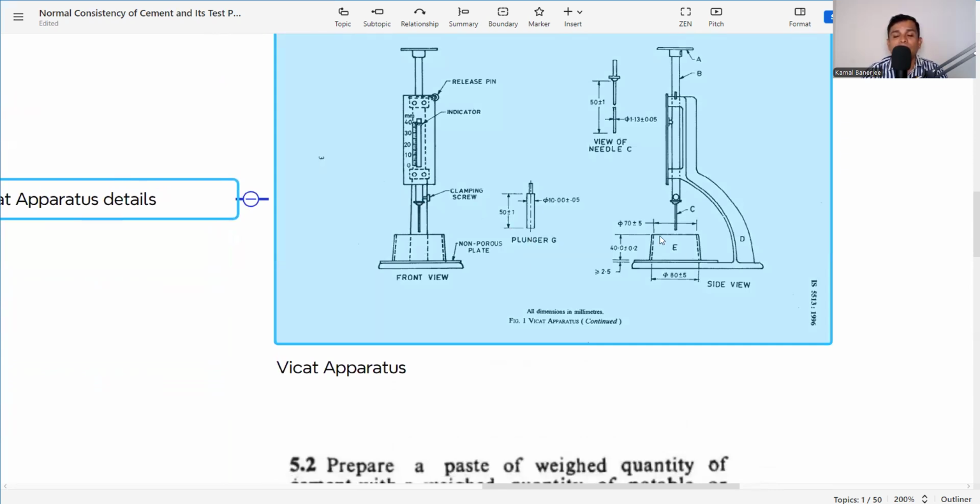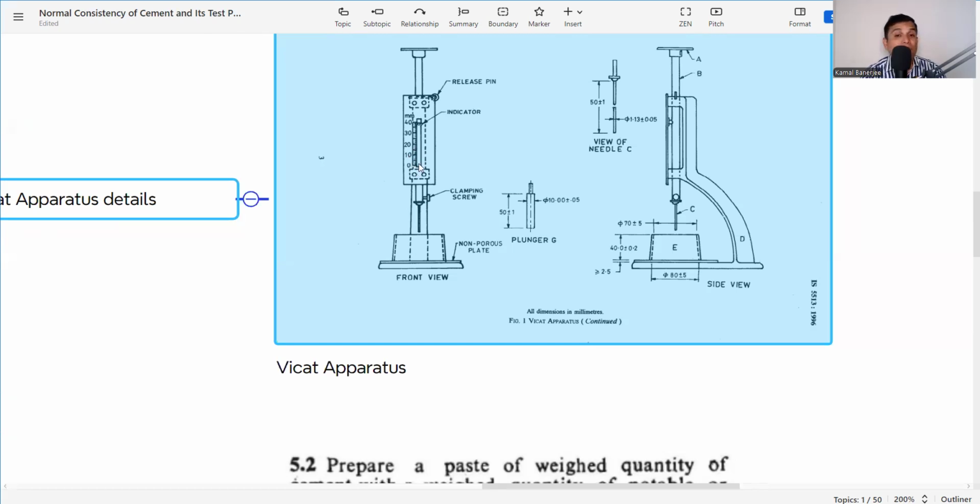Now we need to place the paste here in mold E, and it has to be leveled, and it is to be shaken to remove the air. And after leveling, it should be placed on the non-porous plate, and then again you have to place it below the apparatus. Now with the plunger, we need to bring it down right above the paste, and after that quickly we need to release the plunger. Then we need to check the reading, and we have to find out whatever the reading is.